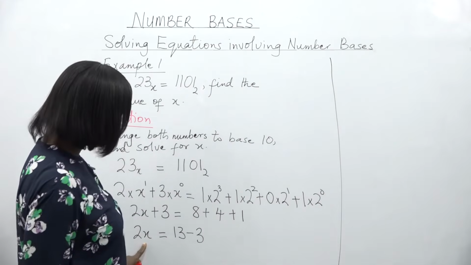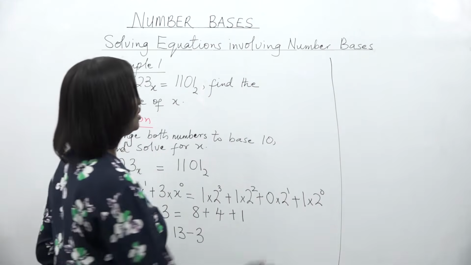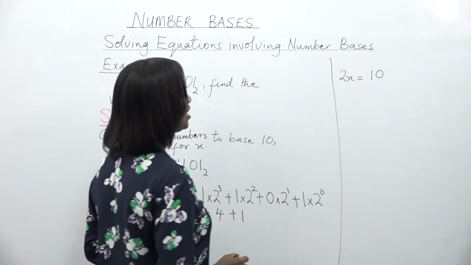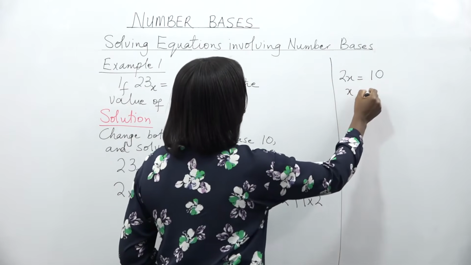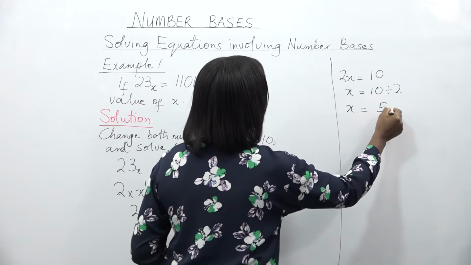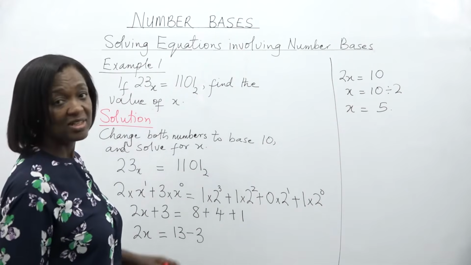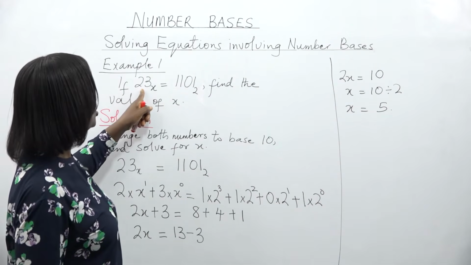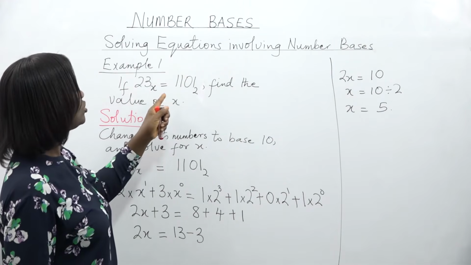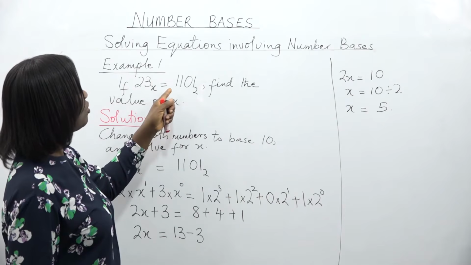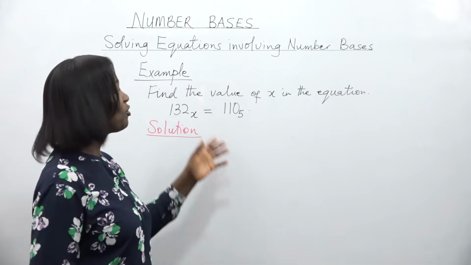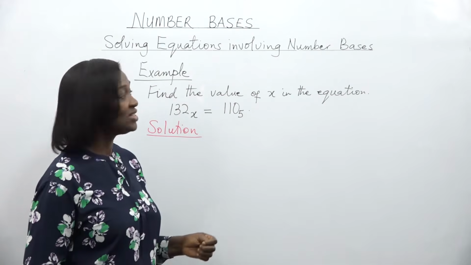So 2x is equal to 10. And that gives us x is equal to 10 divided by 2. So x is equal to 5. So that implies that this number is actually 23 base 5. So 23 base 5 is equal to 1101 base 2.